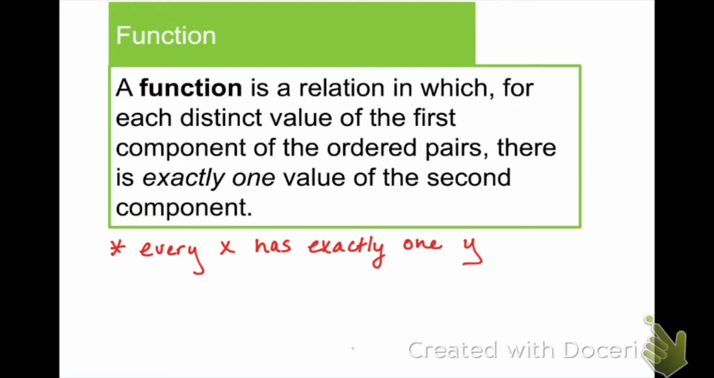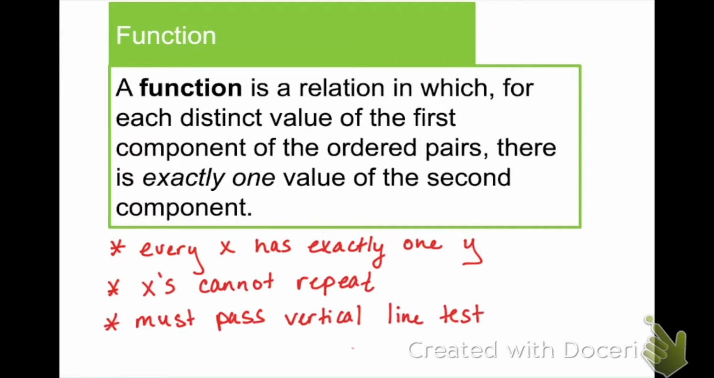So they're going to give you functions in different ways. They're going to give you a table of numbers, a mapping diagram. Sometimes they'll give you a set. Sometimes they'll give you a graph, an equation. So it depends on what you're looking at, but a lot of the times I ask myself, does every x have exactly one y? You could also think about it as x's cannot repeat.